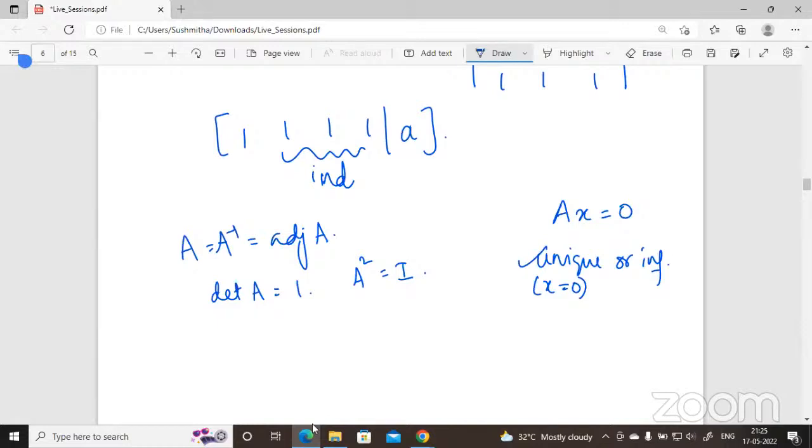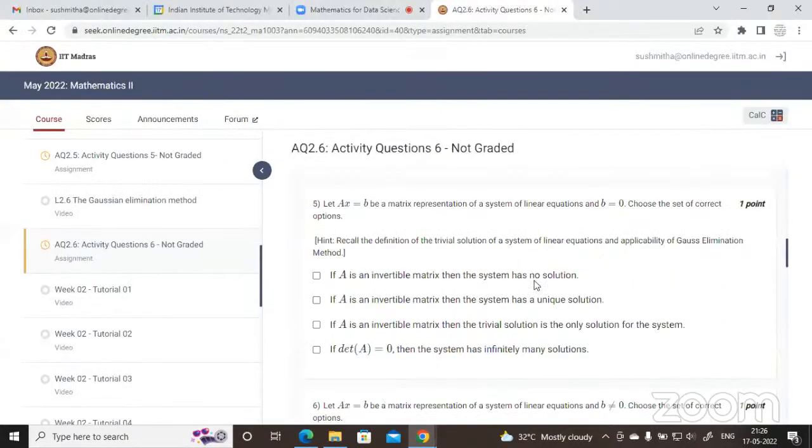What is the condition? Determinant non-zero. When you do the reduced row echelon form and you get this, only then you have the unique solution, right? And this is possible only when the matrix is invertible, right? Yes, ma'am. So the first one is not true because no solution is never a case. Second is true.